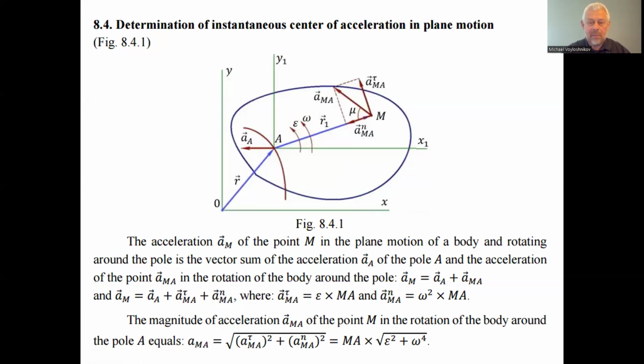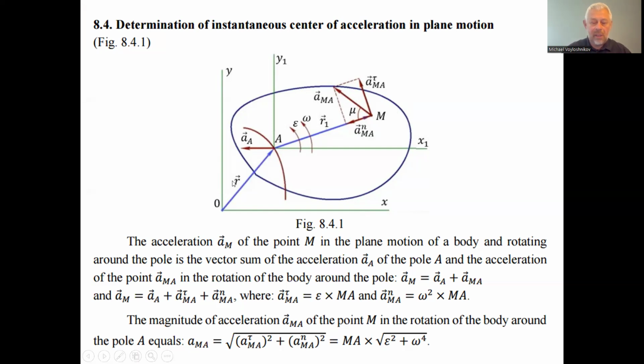Let's consider the plane motion of the mechanical body in the flat coordinate axes X0, Y. We have the point A, which we call the pole, the moving pole, with the radius vector to the pole A. And the point M, for which we need to find the total acceleration.